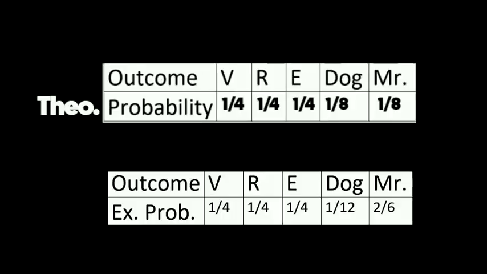So here I have the theoretical probabilities and the experimental probabilities both on the same screen so you can see and easily compare. V was consistent with 1/4. R was consistent with 1/4. E was consistent with 1/4. Dog was different. Our theoretical probability was high in comparison to our results. And then Mr. was very close, but Mr. was higher in the experimental than it was in the theoretical.